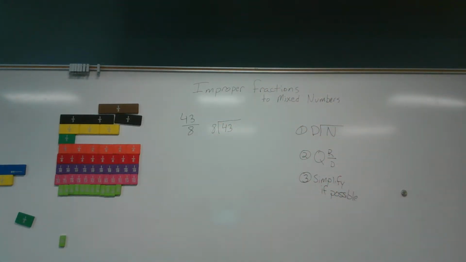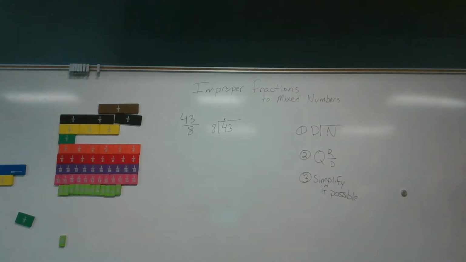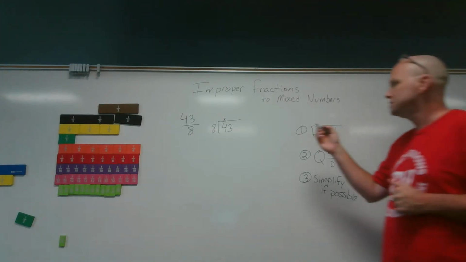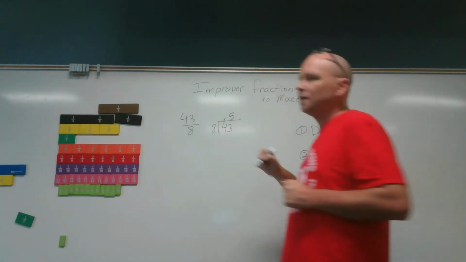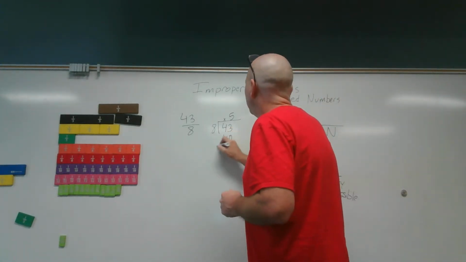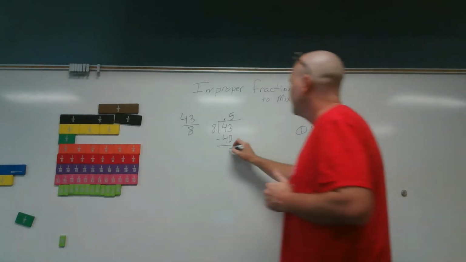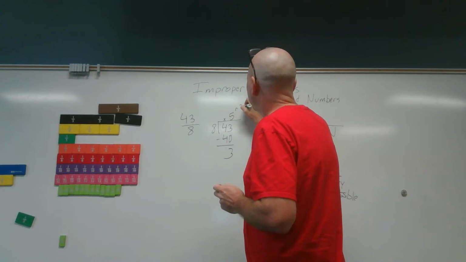Drew, does 8 go into 4? No. Drew, how many times does 8 go into 43? 5 times. Drew, what is 5 times 8? 40. Drew, what is the difference between 40 and 43? 3. So my answer is 5, remainder 3.